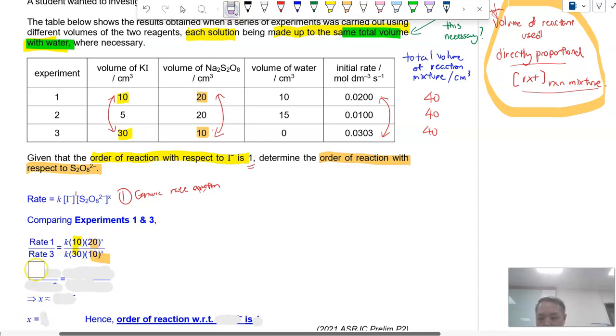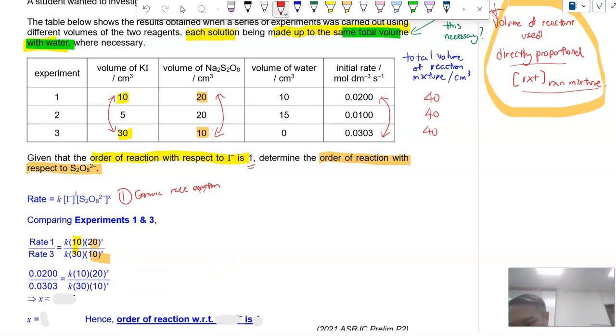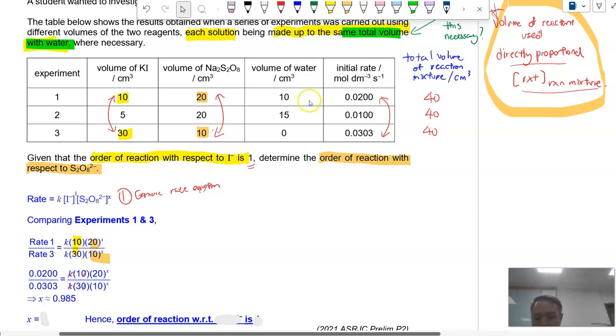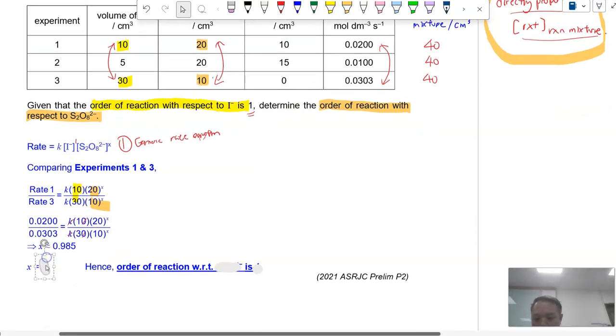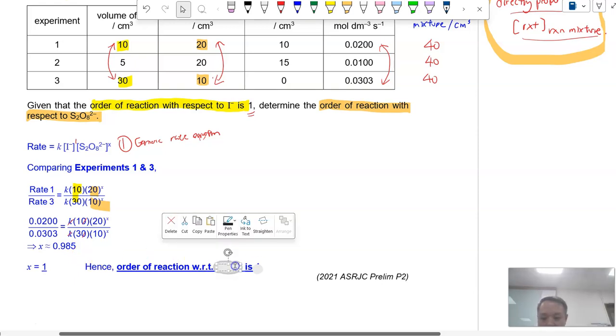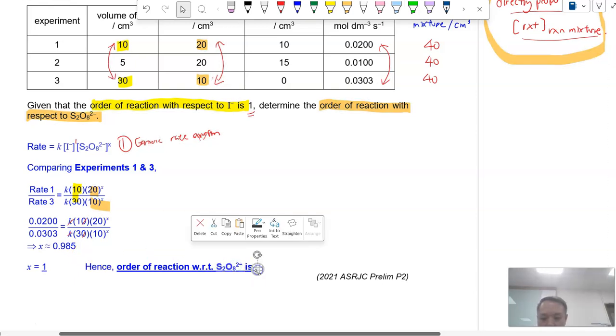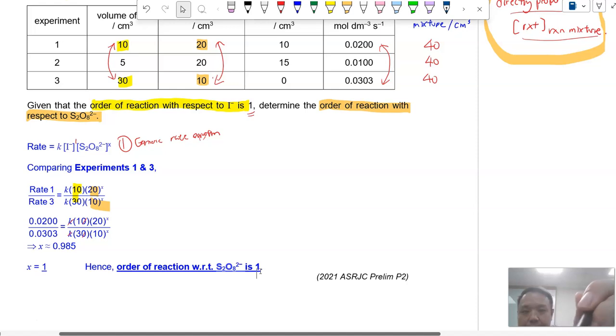And therefore, instead of substituting the concentration terms, I can substitute the volume term. Alright, so once I have that, sub in the rate values, solve for the equation. So your k and k can cancel out. 10 and 30, you can cancel away the terms. So you end up with x to be quite close to 1, and therefore x to be 1. Okay, there are some mathematical steps missing in between over here. So let me show you the mathematical derivation.